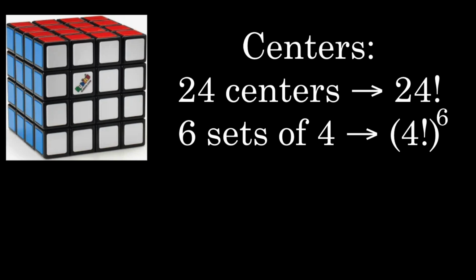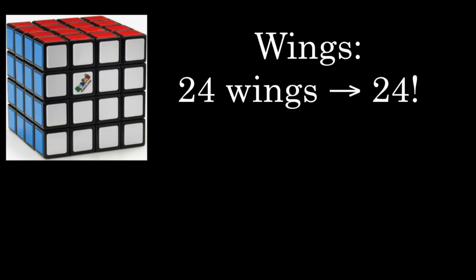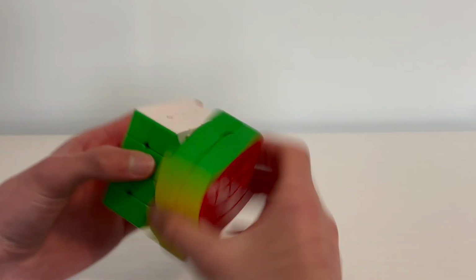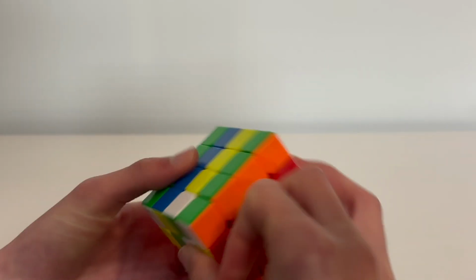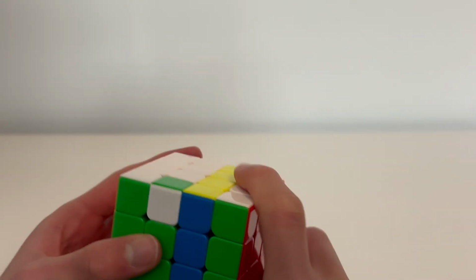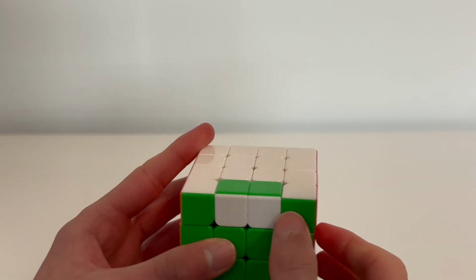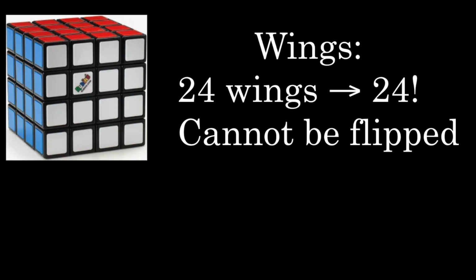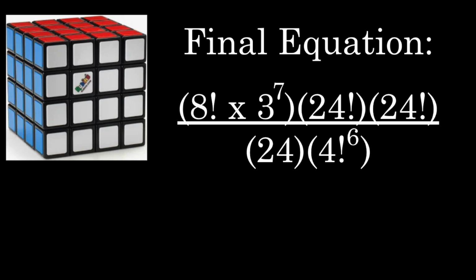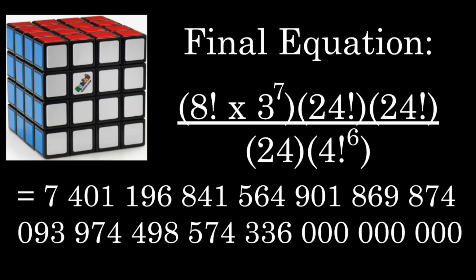The final pieces now are the wings. There are 24 of them, so again we do 24 factorial. Unlike on 3x3 where you can't just swap 2 edges, on 4x4 you can get parity, which occurs because of an odd number of slice moves. And because of this, we don't have to divide by 2. Wings also cannot be flipped like edges, so no multiplying is necessary. So putting everything together, here's our final equation, and we can simplify it to get this crazy number here.